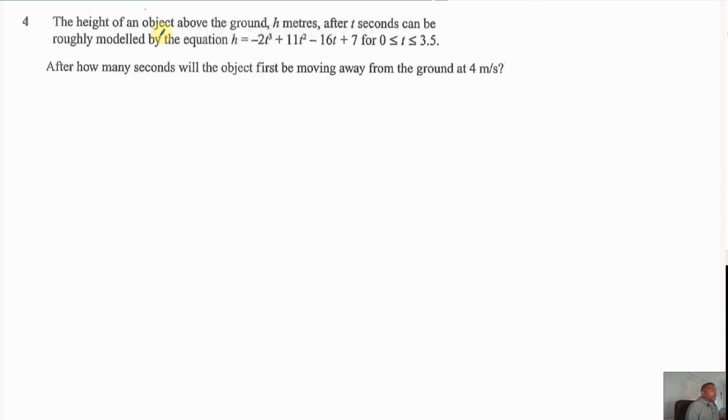Now I'm going to start off by just rewriting the equation. So if h is minus 2t cubed plus 11t squared minus 16t plus 7, and that's the height, that's a distance. I'm going to model it as s, meaning displacement. And what that enables us to do, if that's s, we know to go from s to v, to the velocity, and notice it says there, after how many seconds will the object first be moving away from the ground at 4 meters per second. That tells us that we need to find either a velocity or a speed.